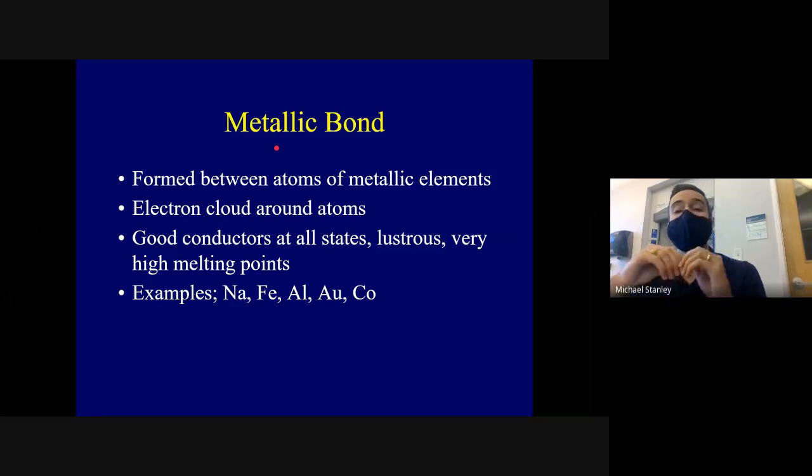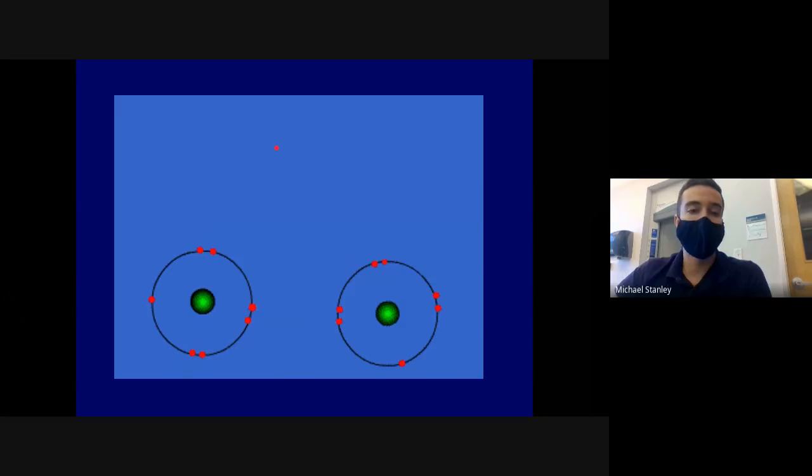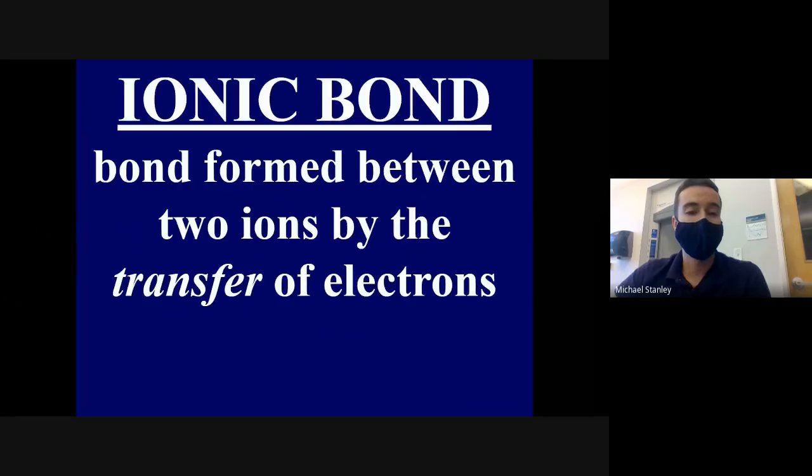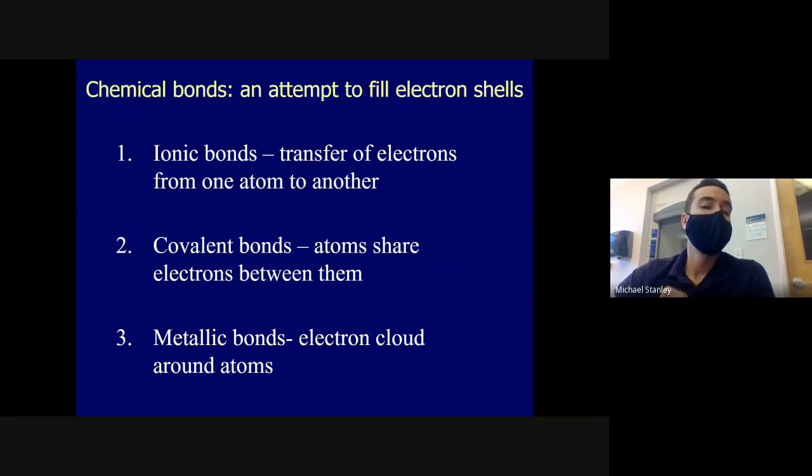The main ones to focus on are our ionic bonds, where we're transferring the electrons, and our covalent bonds, where we are sharing the electrons. Again, we're only working with the valence shell electrons, those outer shell electrons.